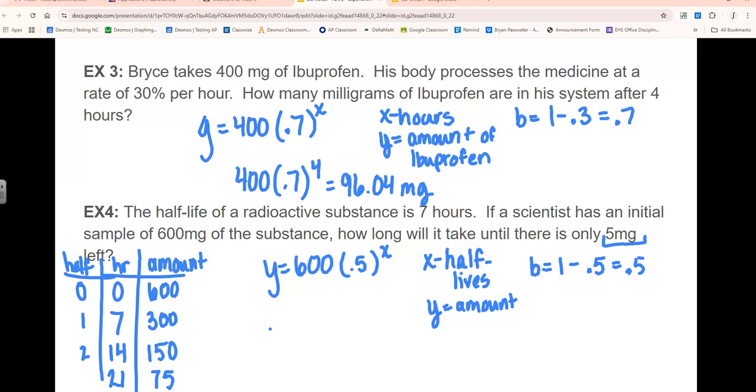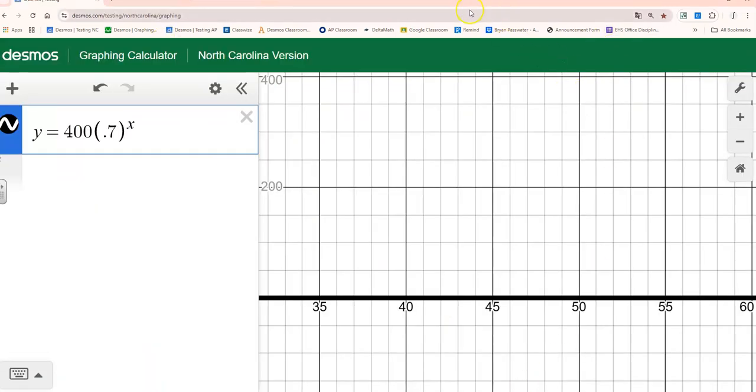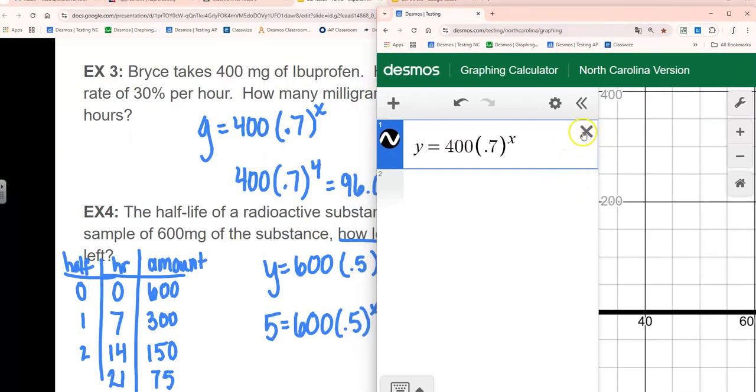In this case, I want to know how long it's going to take until there's only 5 milligrams. Where does that 5 need to be plugged in? Is it plugged in for an x or for a y? Is it a number of half-lives or is it an amount? It's an amount. And if you see the question saying how long, the number is going to get plugged in for the y, right? Because the question is asking for the x. So this gets plugged in over here for the y. I've got 5 equals 600 times 0.5 to the x. For the sake of time here, let's go over here and do this on Desmos.